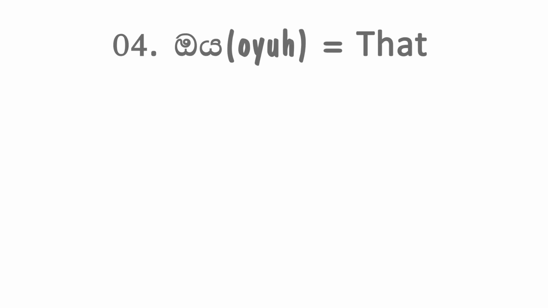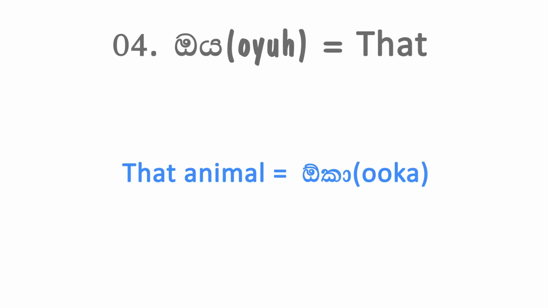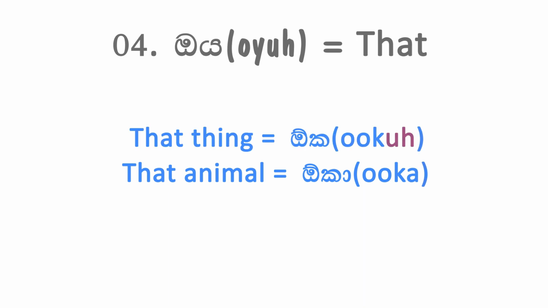To say that animal, the word is oka with a sound. Remember, oka with a sound means that thing. When we change the sound to the meaning is changed to that animal. Remember to pronounce it correctly. Oka means that thing, oka means that animal.